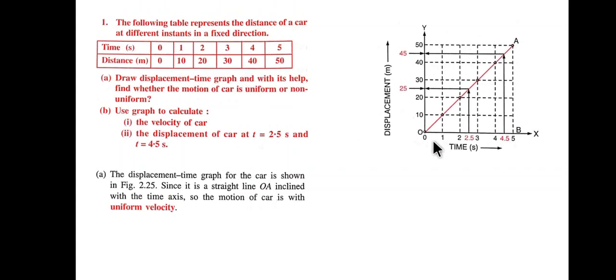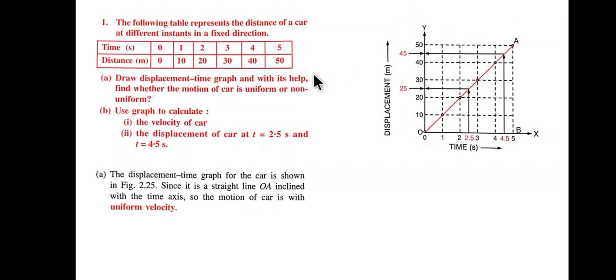So here time is on the x-axis, displacement on the y-axis. Time has been divided in terms of 1, 2, 3, 4, 5 and so on, because in the table we can see that time is divided as 0, 1, 2, 3, 4, 5. So according to that it has been divided. Then distance in terms of meters is 0, 10, 20, 30, 40, 50. So it has been marked as 0, 10, 20, 30, 40 and 50.